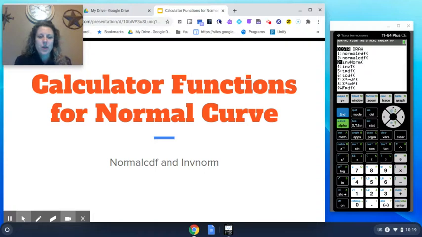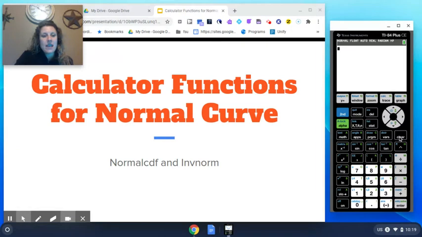Okay, I'm going to just do a quick video on the calculator functions for the normal curve, which are normal CDF and inverse norm. To get to those calculator functions, we hit second and vars. It says distribution right above the vars key. Normal CDF is number 2, and inverse norm is number 3. Those are the two calculator functions that we're going to be using in this presentation.